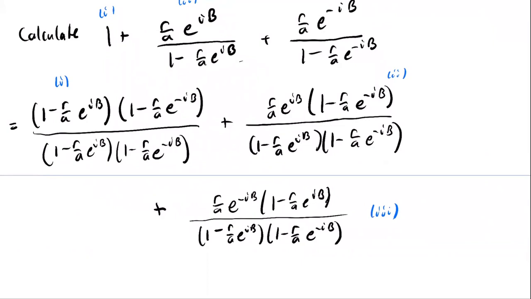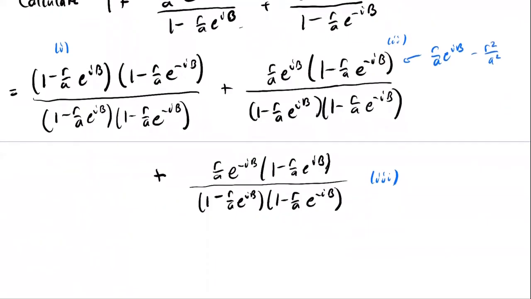Okay, but these simplify a little bit. Let's look at the second term, for example. If I multiply through r over a e to the ib times these terms, this should be equal to just r over a e to the ib. Notice that e to the ib times e to the minus ib is just 1. And so I just end up with minus r squared over a squared. Similarly, the numerator in the third term is given by r over a times e to the minus ib and then minus r squared over a squared.